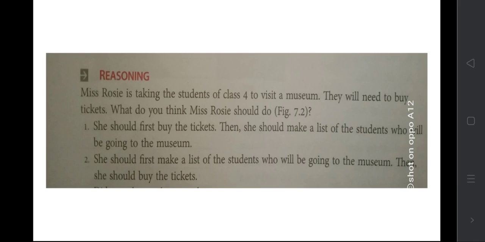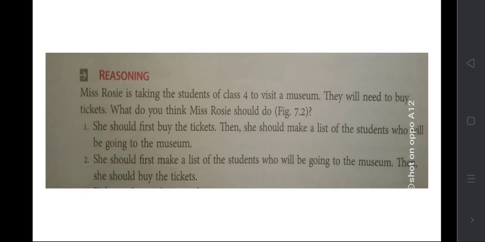Okay, she should first buy the tickets, then make a list of students who will be going to the museum. Then the second reasoning can be she should first make the list of students who will be going to the museum. Then she should buy the tickets. Okay, either way she can do it. But which one will be easy and which one will be economically positive for us?